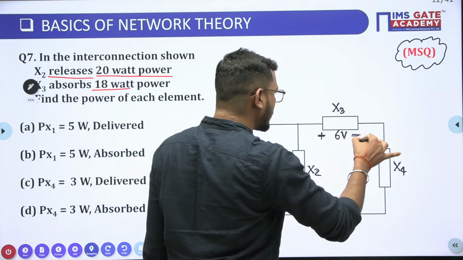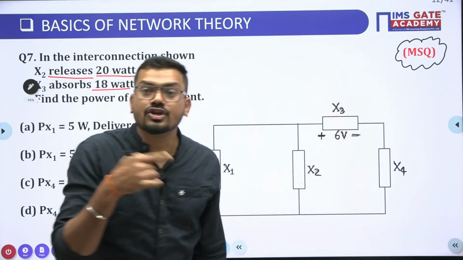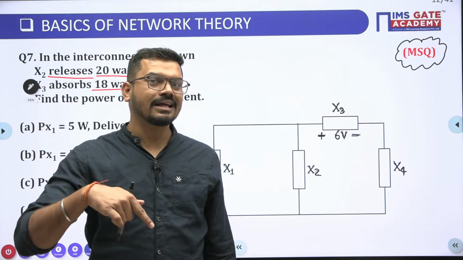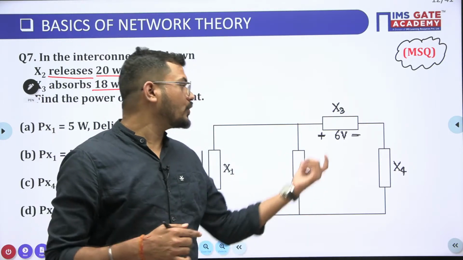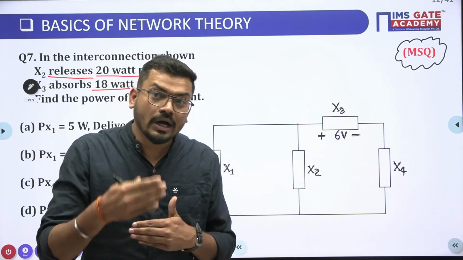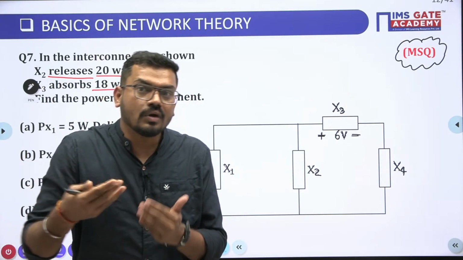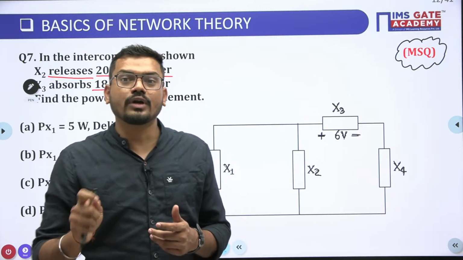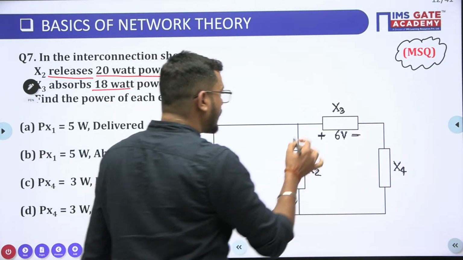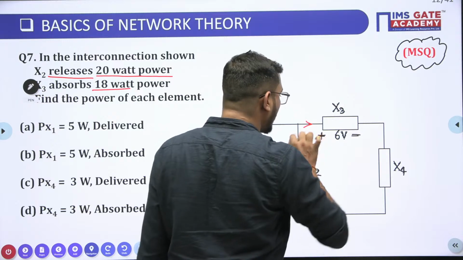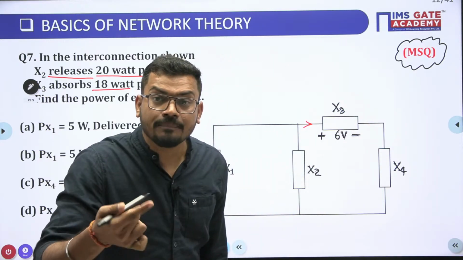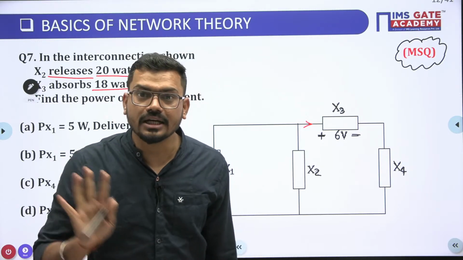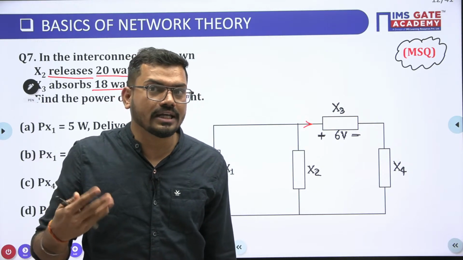So, this is X3. And if it is absorbing, the direction of current should be what, guys? अभी हमने बताया था ना, है ना? I just told you in the previous question what the meaning of delivering power is and what the meaning of absorbing power is. The direction of current is what? Positive to negative. Very good, Smith. So the current direction should be positive to negative. It means that the current should be entering into the positive terminal, guys. Is it clear to all?